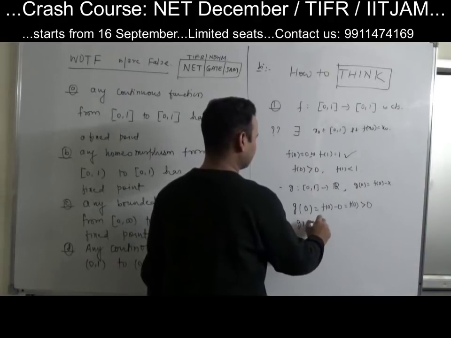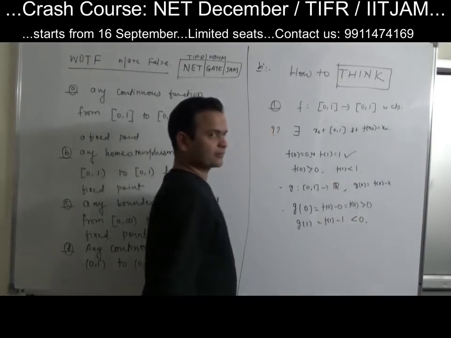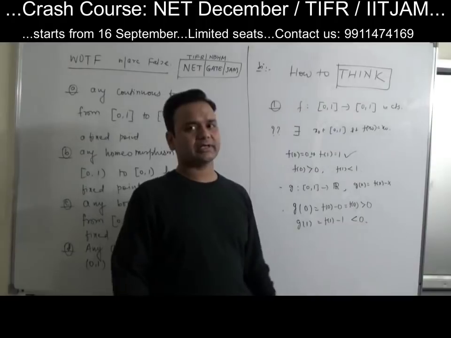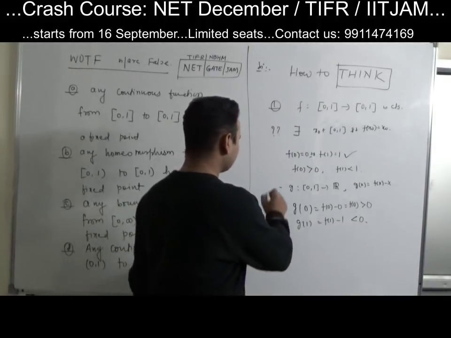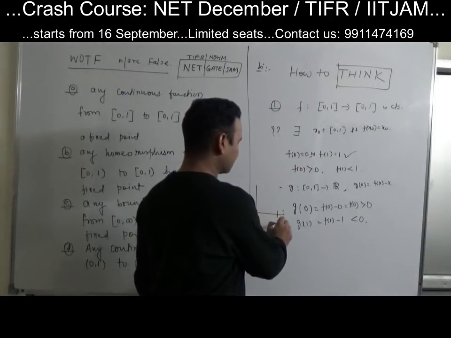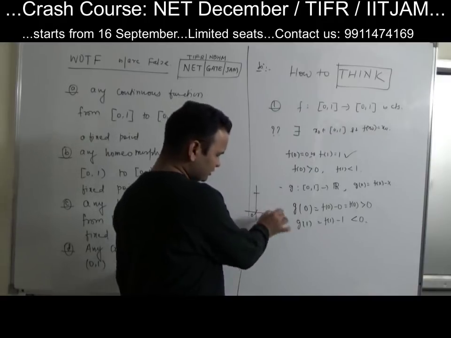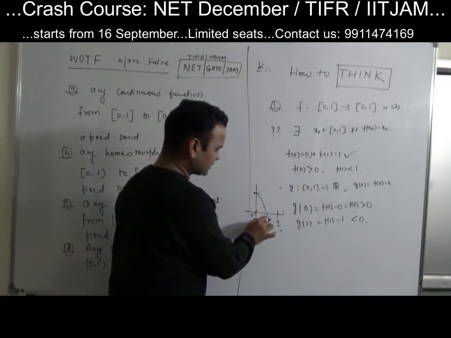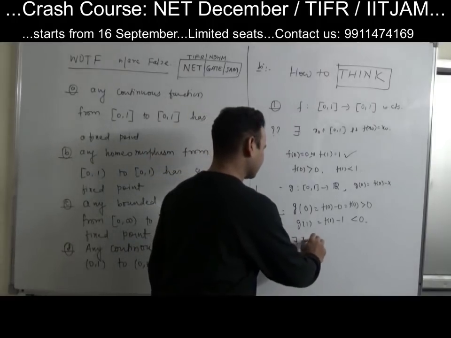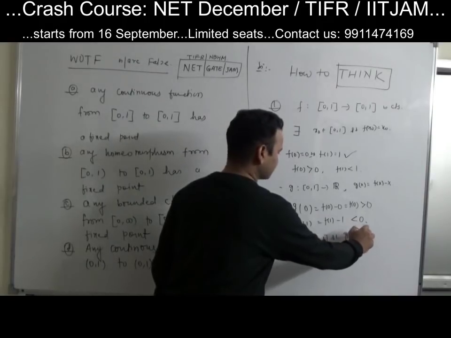What is g(1)? It is nothing but f(1) minus 1, and f(1) minus 1 is less than 0. So at 0 you are positive and at 1 you are negative. If you draw the graph, this is 0 and this is 1. Because the graph is continuous, it must cross the x-axis at least once. So there exists x0 in [0,1] such that g(x0) is equal to 0.